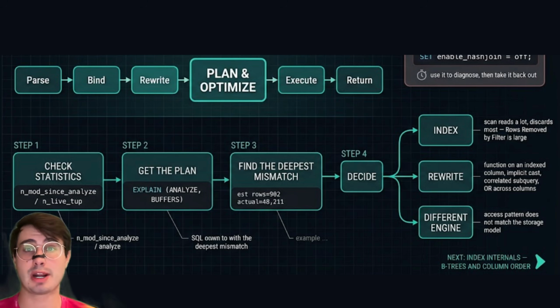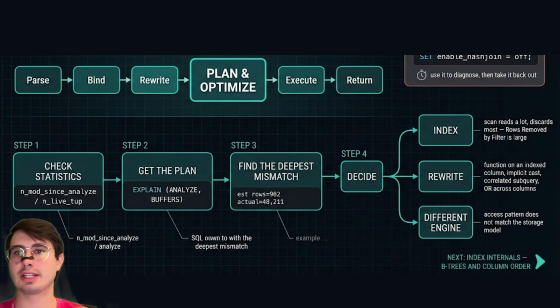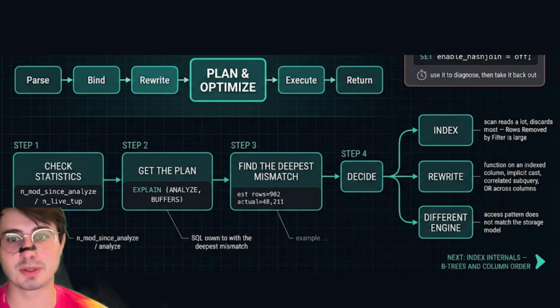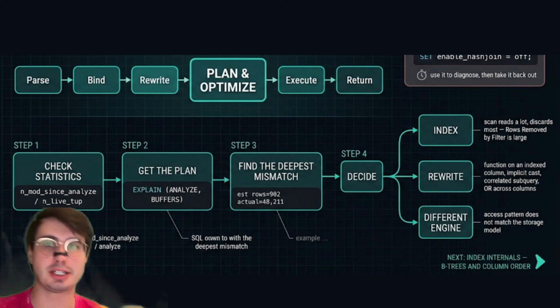A rewrite is the right move when the optimizer is being blocked from better plans. So if you have something like a function wrapped around an indexed column so the index can't be used, an implicit typecast doing the same thing, or a correlated subquery that would be faster as a join, and OR across 2 columns that would be faster as a UNION ALL. In all of those, the optimizer could do better, and your SQL is preventing it from doing that. So you've got to change your SQL.